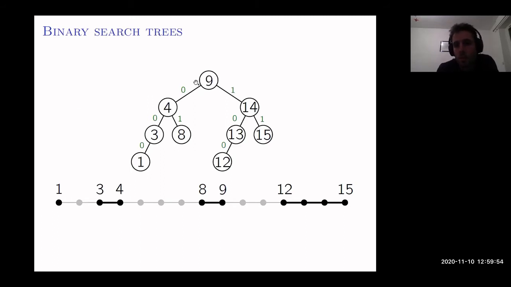To define the position, you start at the root, whenever you go left, this is a 0. Whenever you go right, this is a 1. So for instance, the label of 12 will be 1, 0, 0. The label of 1 will be 0, 0, 0. Okay, so each vertex here will record its position in this binary search tree in this way.